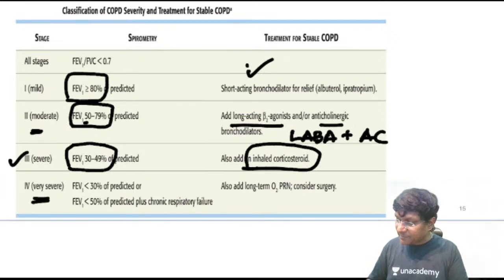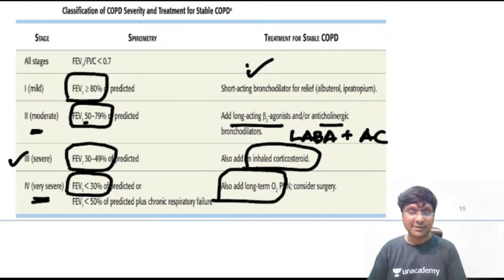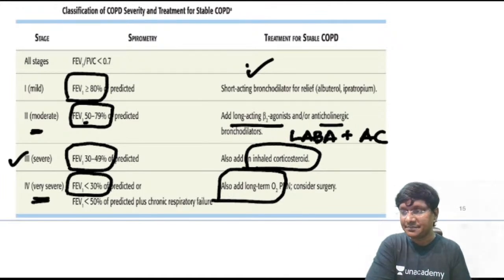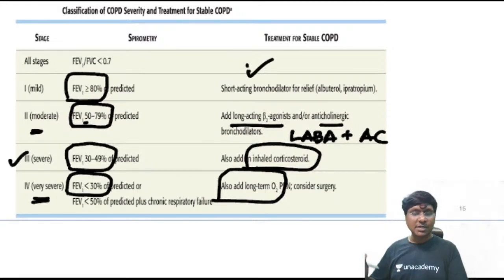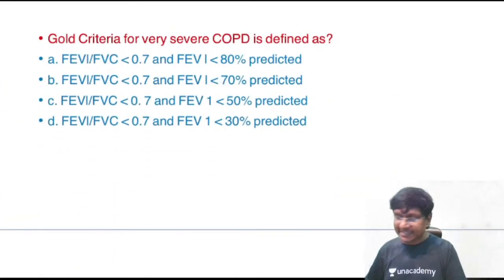In very severe form of COPD, where FEV1 is less than 30%, you need to give home oxygen as well. You need to add long-term oxygen therapy. Okay, so that is how you will treat the patients with COPD, right? So please answer this question.